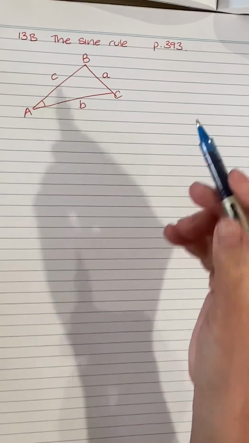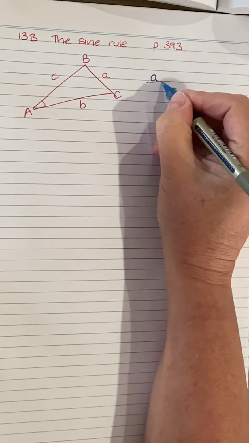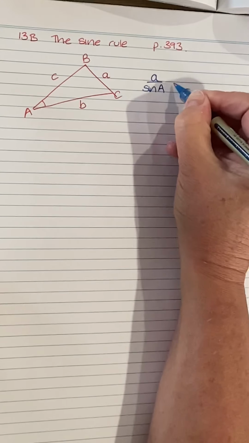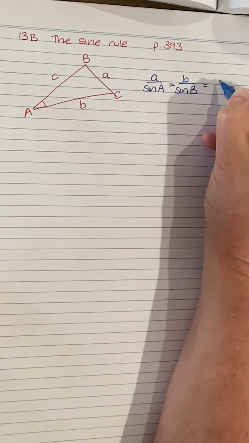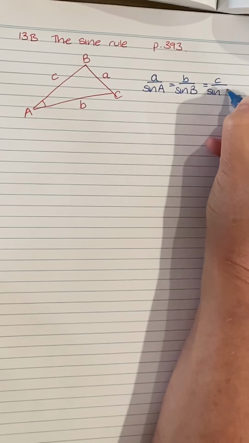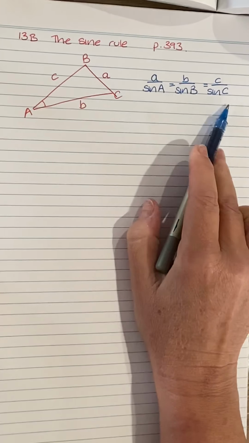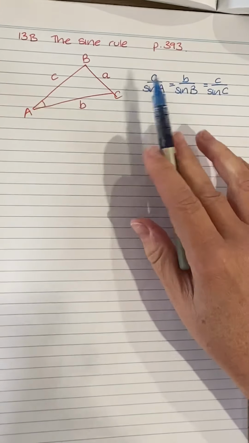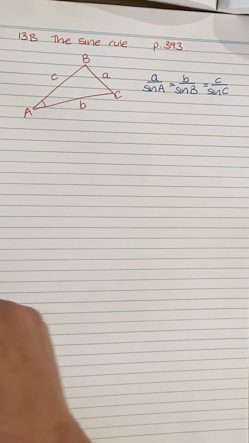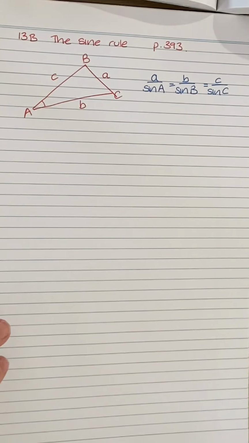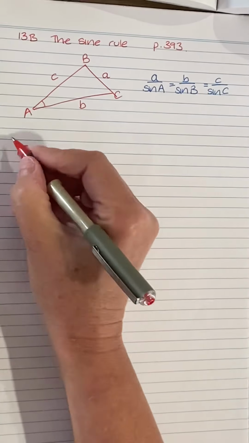And the sine rule tells us that if we do a over sine A, that's the same as b over sine B, or c over sine C. So we only ever use two of these at once, because usually we'll have three bits of information, and then the fourth one gets left as the thing we want to find. So let's do some examples.